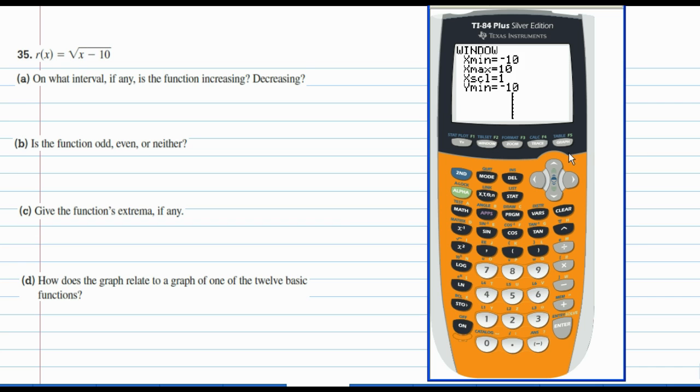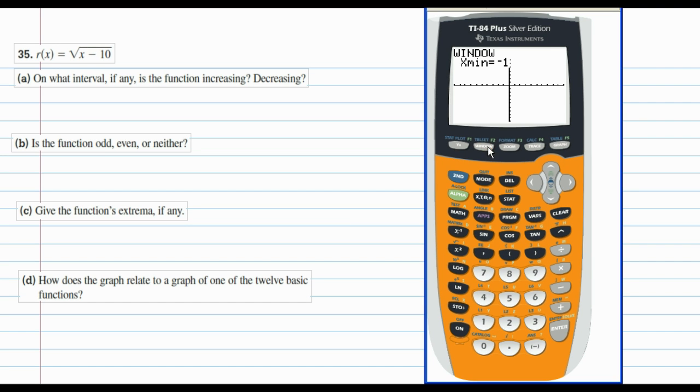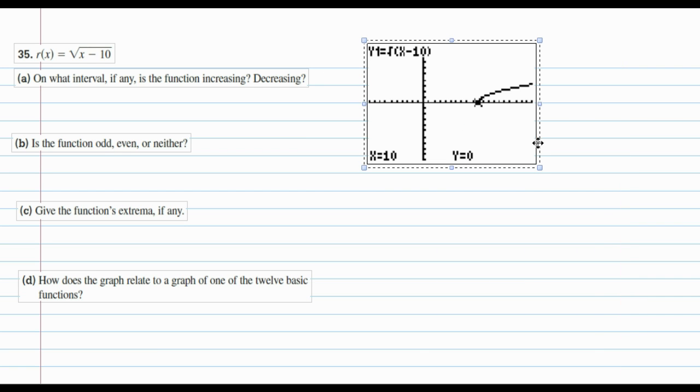So I'm going to change my window to have my x max be, I don't know, maybe positive 20. I technically don't even need to see any to the left of the y-axis, so my x min, I'll keep it at negative 10. That's fine. And there you can see it. I'm going to hit trace and see exactly what's happening at that value of 10. We do hit 10 comma 0, which I already knew because 10 minus 10 is 0 and the square root of 0 is 0. But this will help me with my analysis.